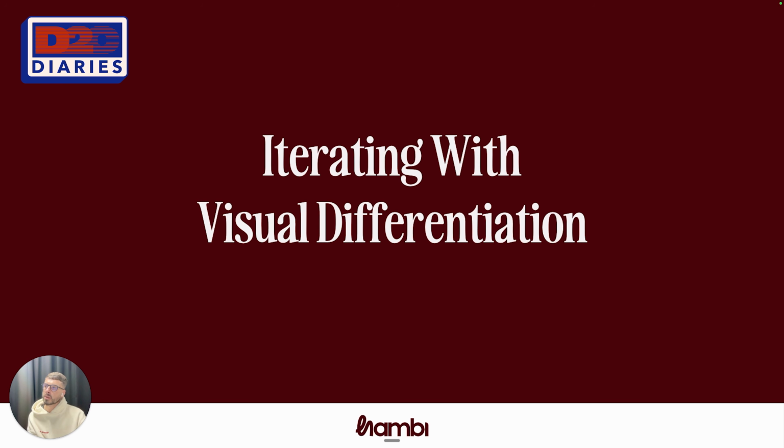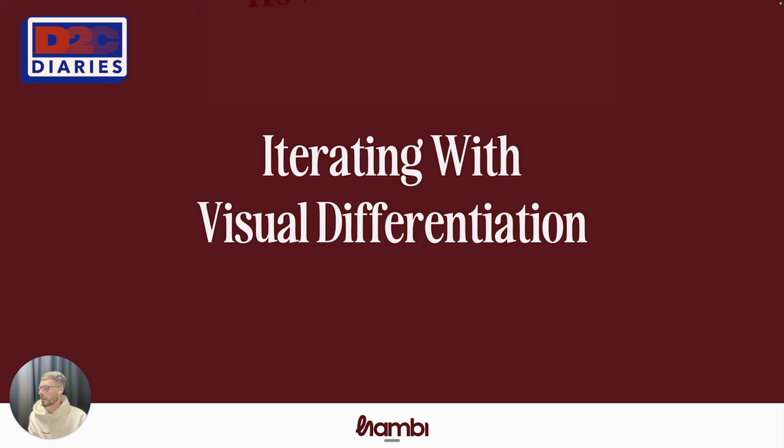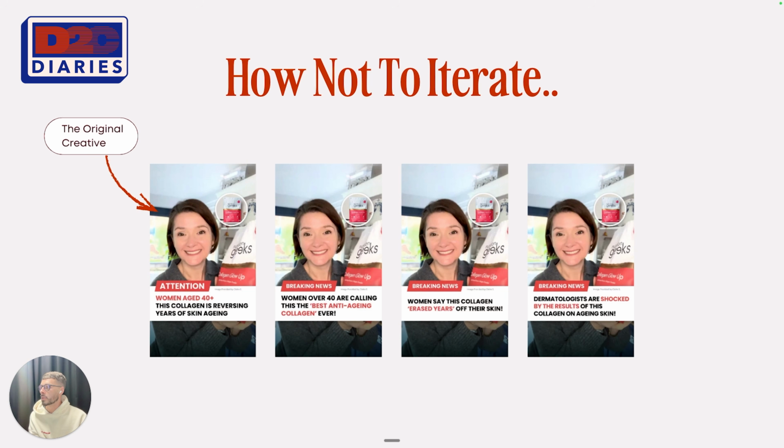So let's go through some examples of iterating with visual differentiation, because I think this is what is going to change the part of the process the most, which is how we're doing iterations. Now, we do it at our agency through iterative sprints on a weekly basis.